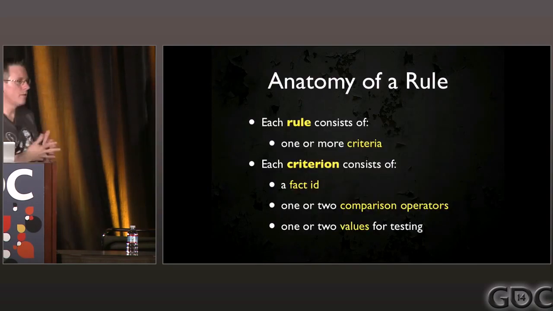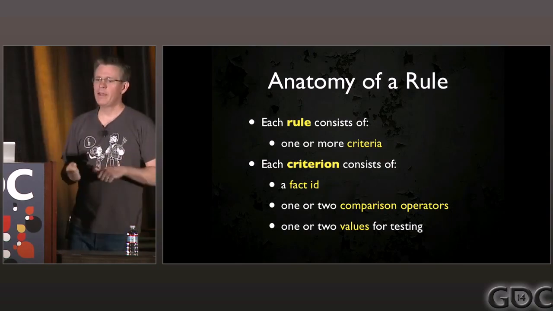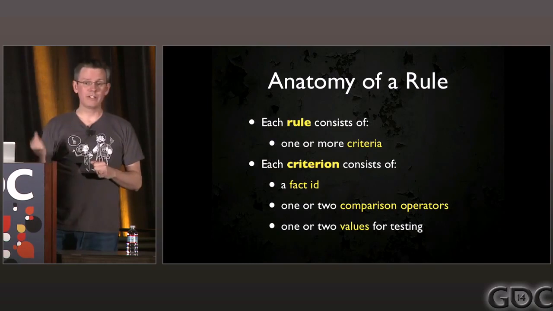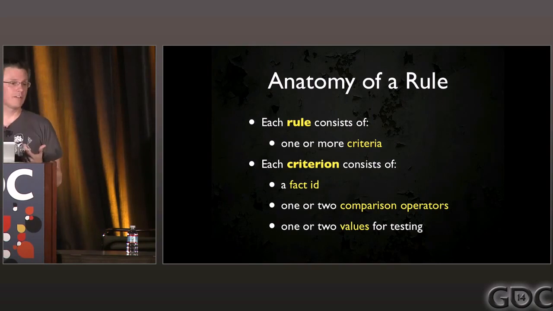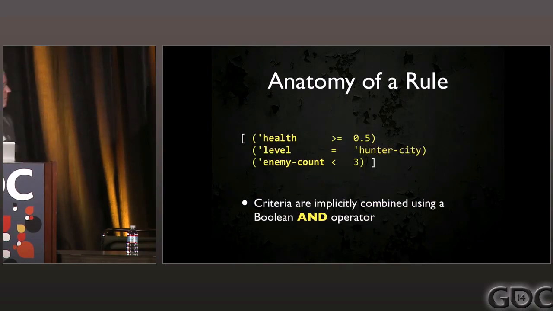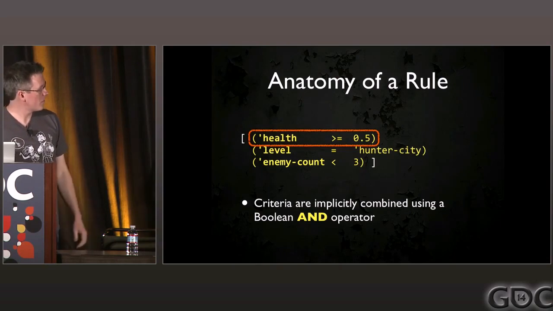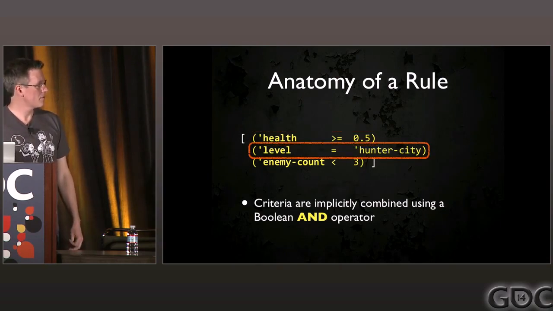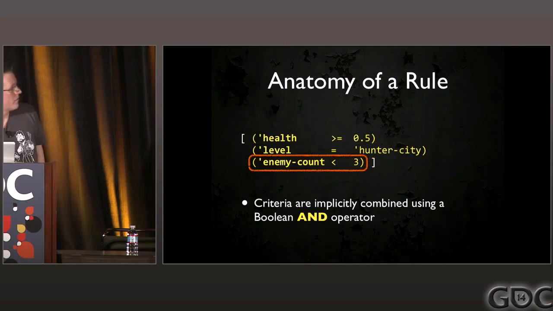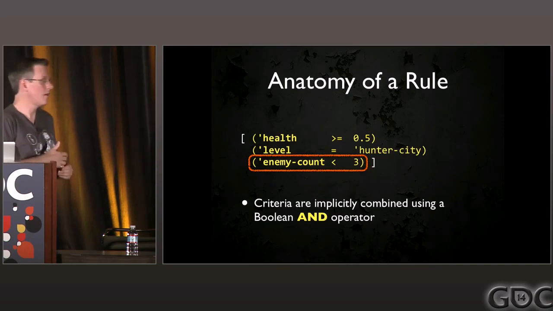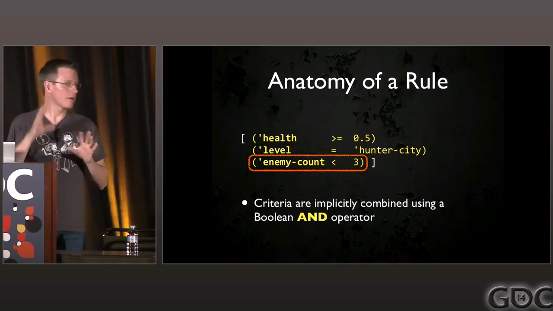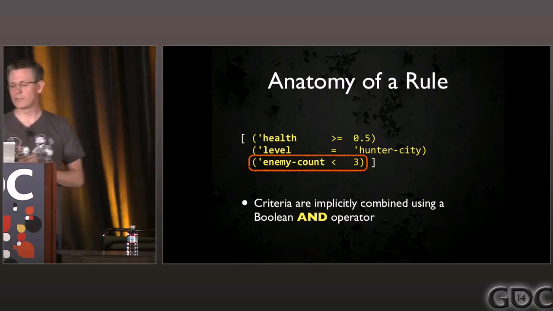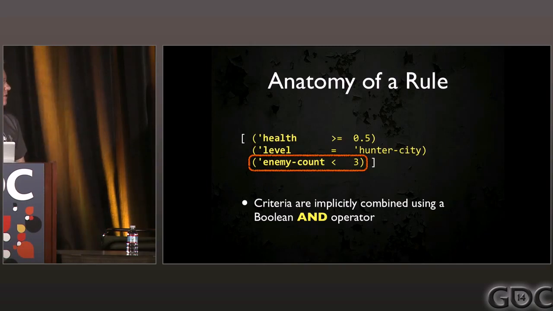All right, so a rule is really just a collection of criteria, and each criterion is a fact ID that tells you which fact you're checking, a comparison operator, and some hard-coded value that you're checking against. So here's a really simple example. Maybe my health has to be more than 50%. Maybe this only works in Hunter City for some reason. And it only works once the enemy count has been reduced to less than 3. These individual criteria are combined using a Boolean AND. And if you want to do an OR, as I'll show you, you can branch out into other conversation segments or have multiple rules inside a single conversation segment.